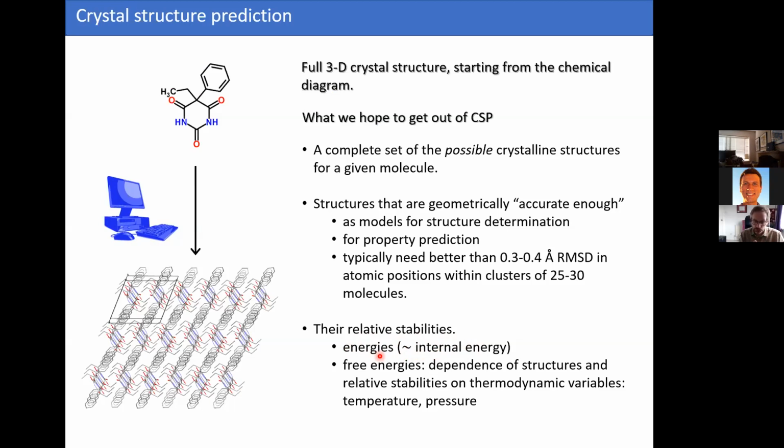So the energies we're typically talking about are static energies, looking at the crystal structure as if these molecules are just sitting in place, and we're calculating what is essentially equivalent to an internal energy of that crystal. But we move towards, and this is where I might get time to talk about it at the end of today, free energies, and that's where we need to start thinking about the way the molecules are also moving around in the crystal. Then we can look at effects of pressure and temperature on those relative energies of predicted structures.